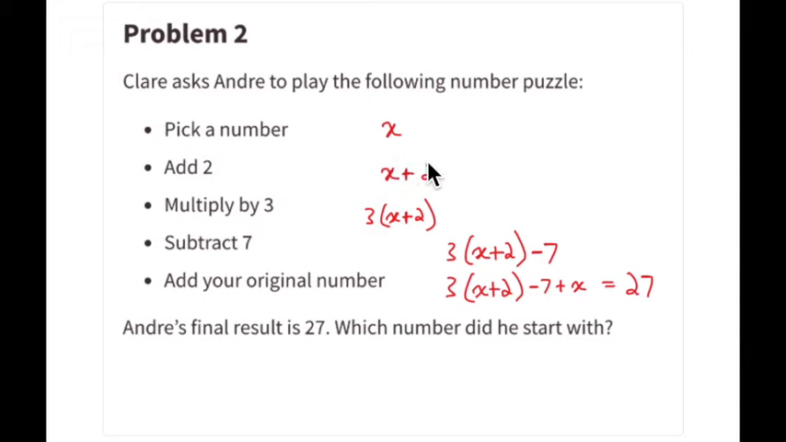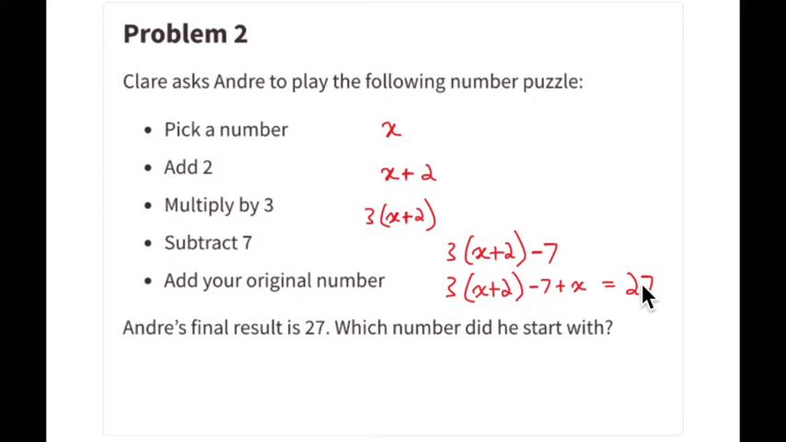So here are the steps written out algebraically. Pick a number x, add 2, multiply this value right here by 3. So you have to multiply the whole thing by 3. So 3 times x plus 2. Subtract 7 from all of this, and then add x back. So whatever x is, you add it again, and you end up with 27 as your answer.